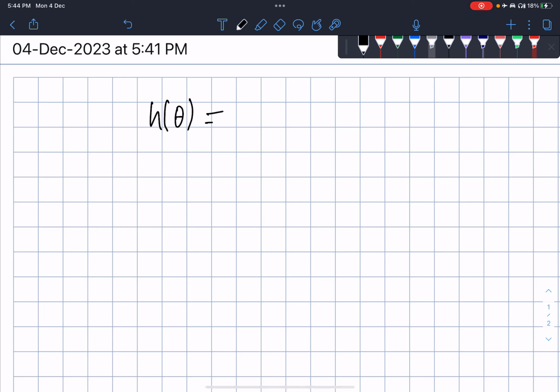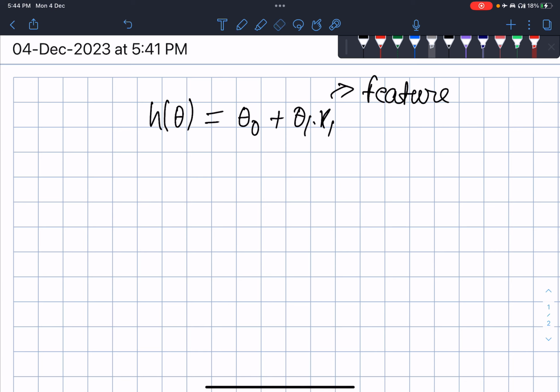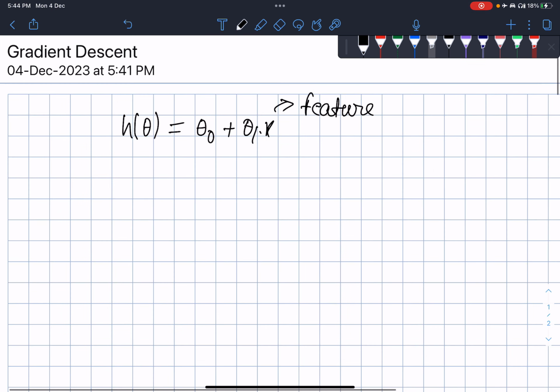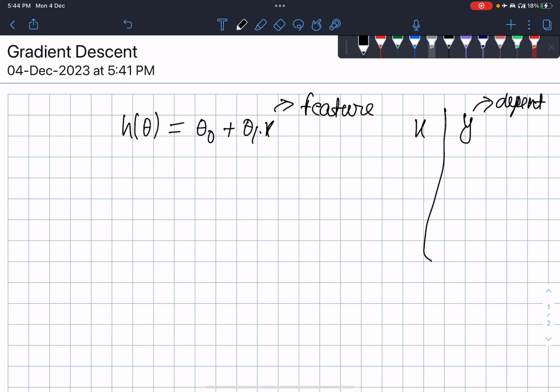We had some coefficients, which were parameters, theta 0 and theta 1, with the product of x, which was the feature. Let it be x only, because we don't have multiple features, so we're not going to use x1, x2. Let's suppose this is the data and this is your y, the dependent variable, and this is the independent variable. We know all these things.